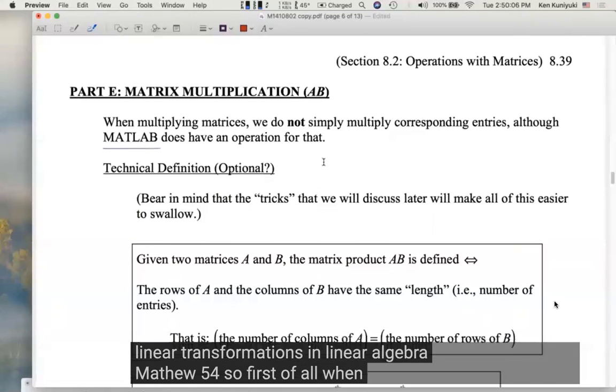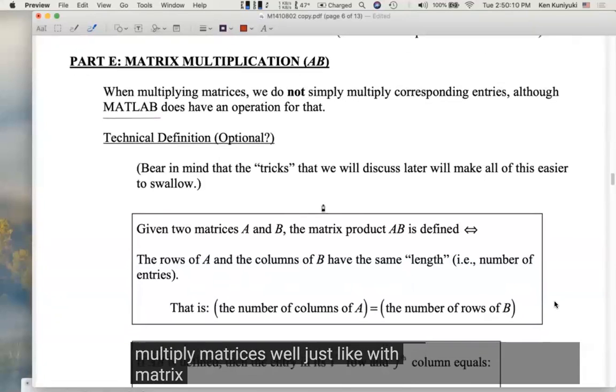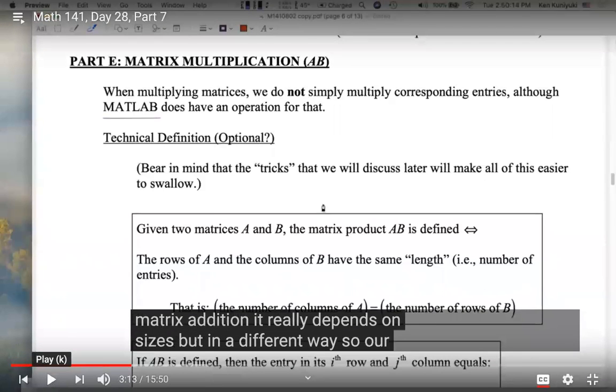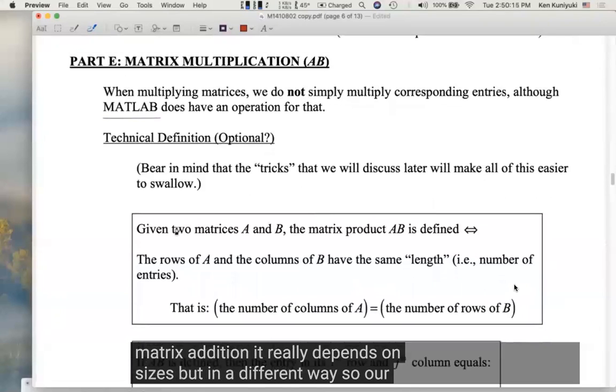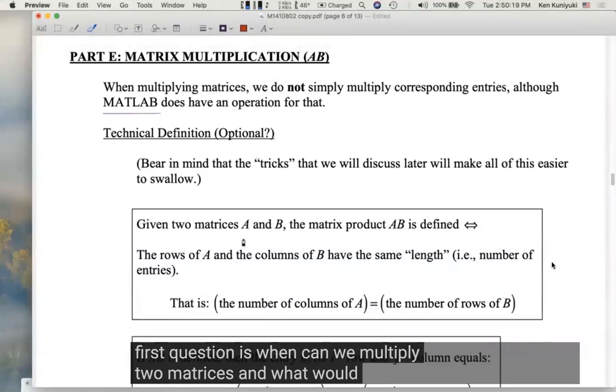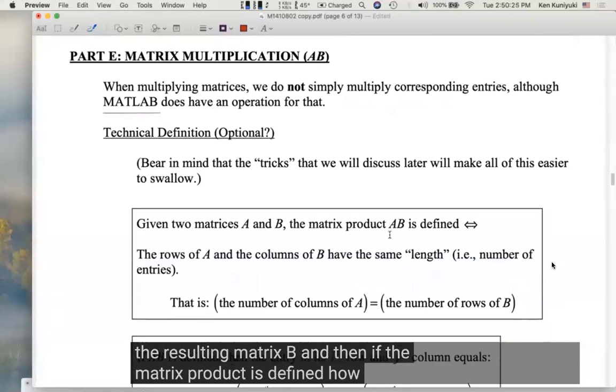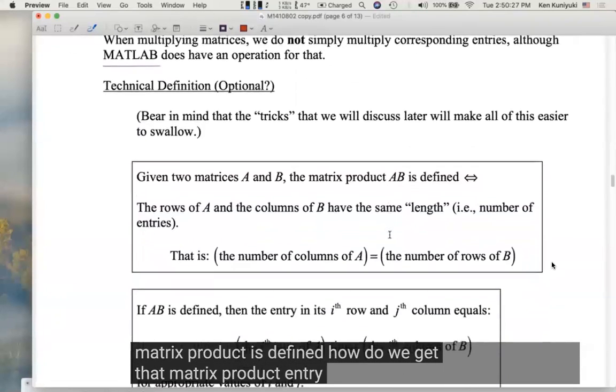So first of all, when can we multiply matrices? Well, just like with matrix addition, it really depends on sizes, but in a different way. Actually, I should have said compositions of linear transformations, but you won't know that till 254 anyway. So our first question is, when can we multiply two matrices, and what would the size of the resulting matrix be? And then if the matrix product is defined, how do we get that matrix product, entry by entry?